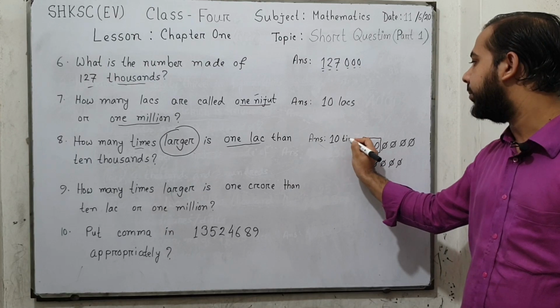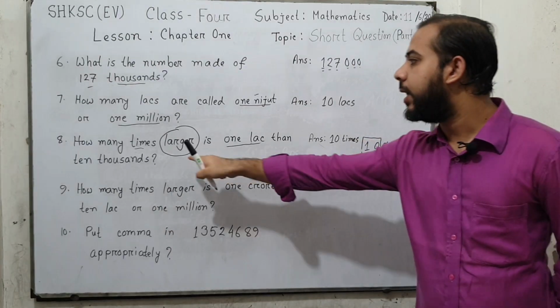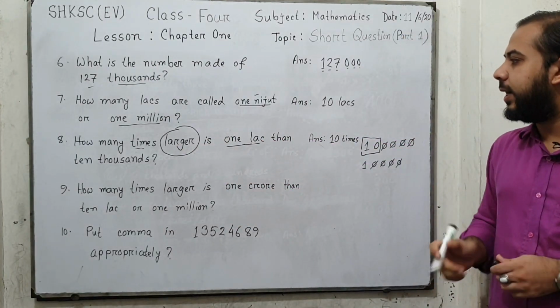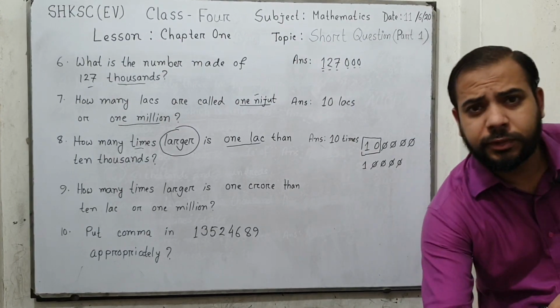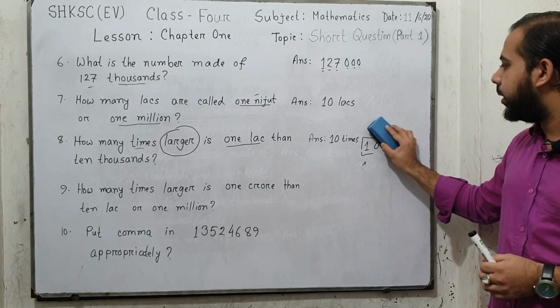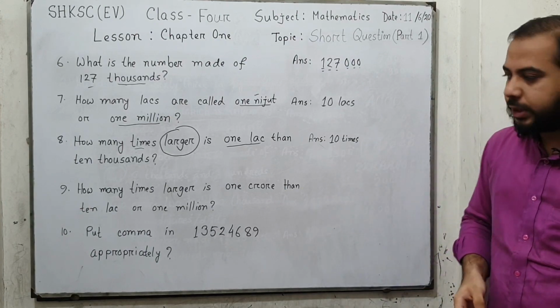10 times larger. How many times larger is 1 lakh than 10,000? The answer is 10 times larger. Okay, like this you can solve. The next question, question number 9.